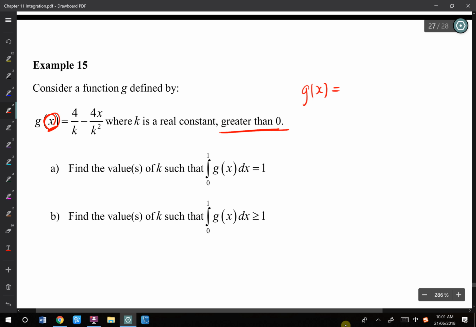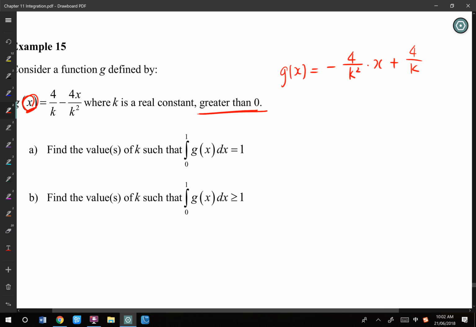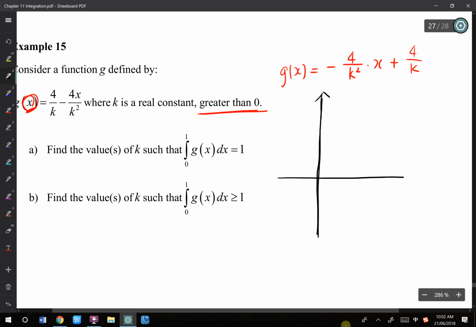You should be able to see that. Okay, now we can see that's a linear. Find the values of k such that the integral from 0 to 1 of gx gives you 1. Okay, integral 0 to 1 of gx equals 1. Well, we can do it about 2 ways. The first way is just to do it algebraically, but I think it's not that fun.